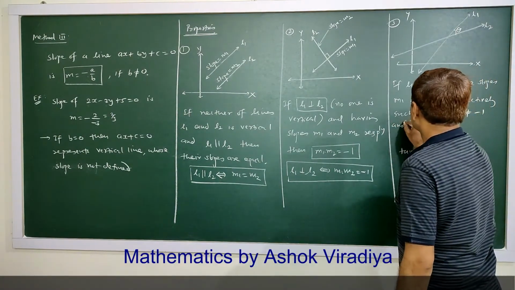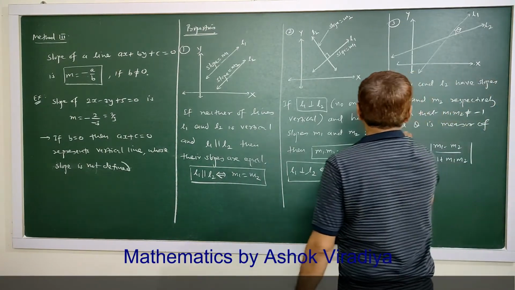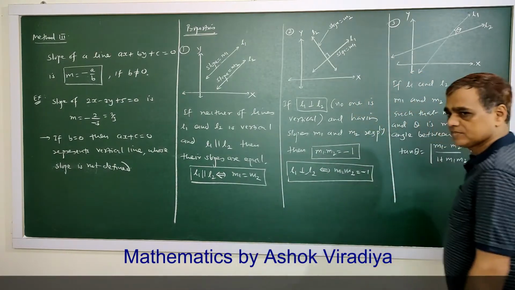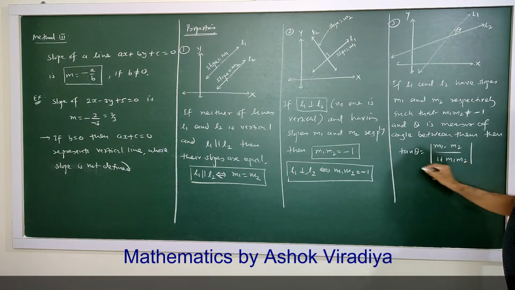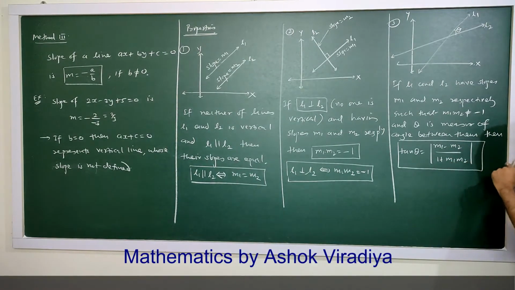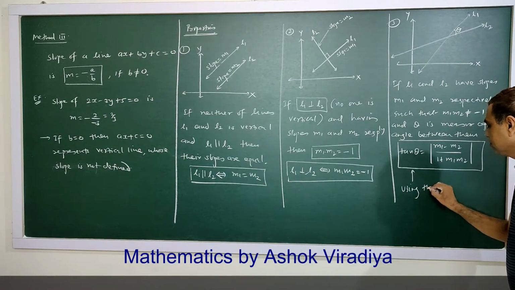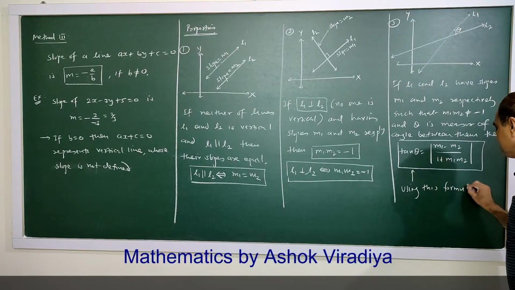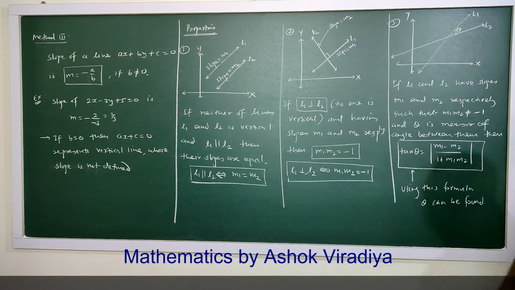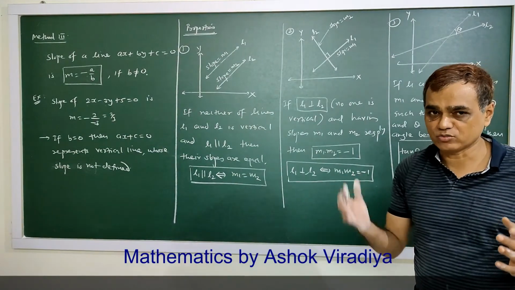And theta is the measure of the angle between them. Then tan theta is modulus of m1 minus m2 upon 1 plus m1 m2. So using this formula, theta can be found. To find the angle between two lines, we must have their slopes m1 and m2.